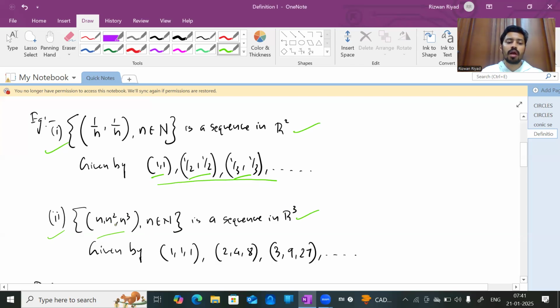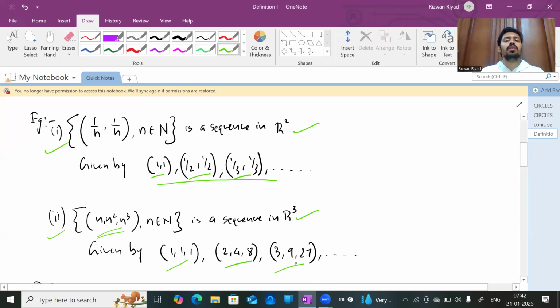When n is 1, what will happen here? This becomes 1, 1 square, 1 cube. 1 square and 1 cube are both 1 only, so you will get (1, 1, 1). That is what you can see here. Next, when you put n as 2, the second natural number, this becomes 2, 2 square, 2 cube. 2 square is 4 and 2 cube is 8, so (2, 4, 8). When n is 3, this becomes 3, 3 square, 3 cube. 3 square is 9, 3 cube is 27, so (3, 9, 27) and so on. You will get all the terms of this sequence like this.